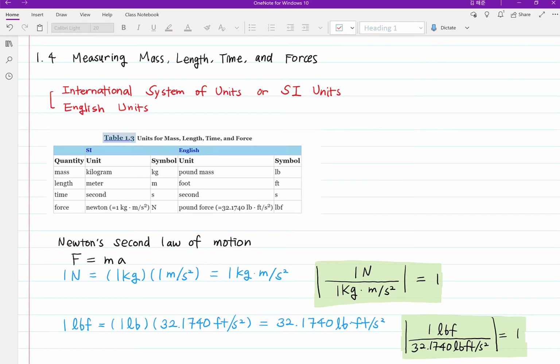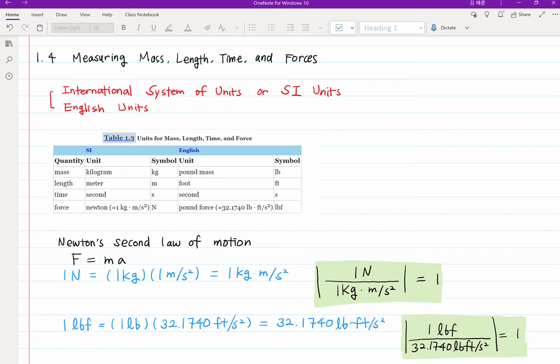So in thermodynamics, we deal with different forms of energy: kinetic energy, potential energy, mechanical work, electrical energy, and internal energy. So it is important to use consistent units. In other words, every term in an equation must have the same unit. So let's see units of mass, length, and time.